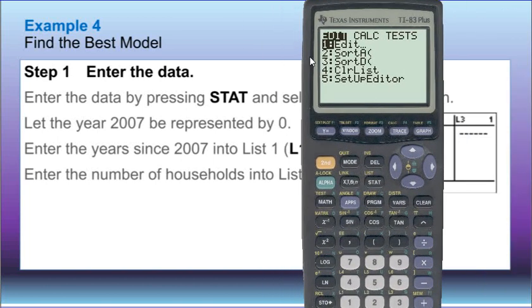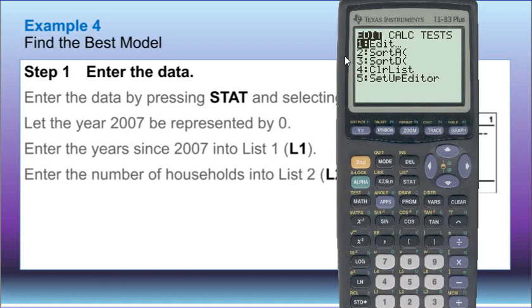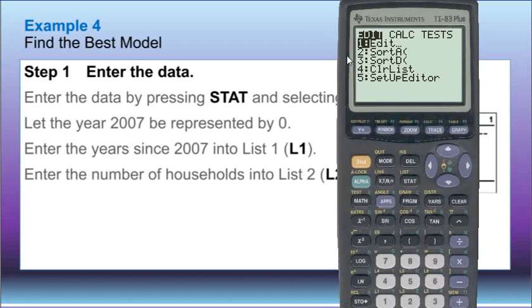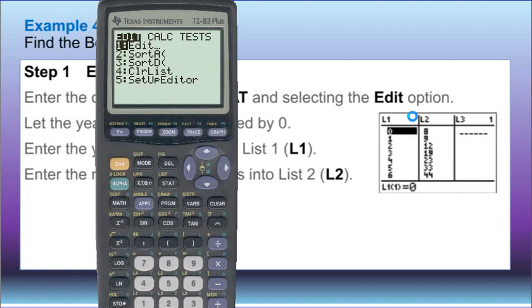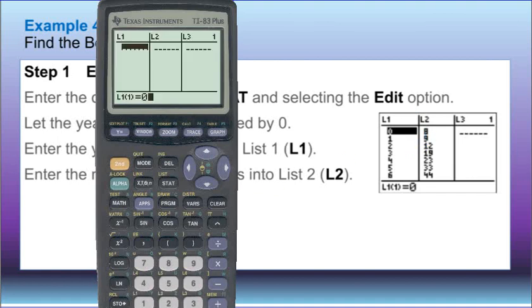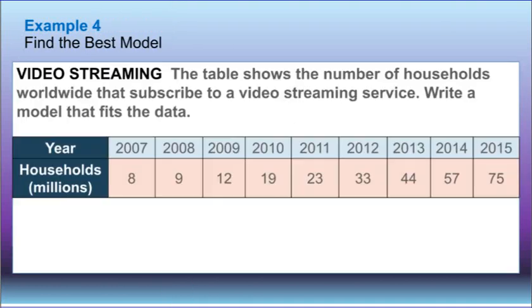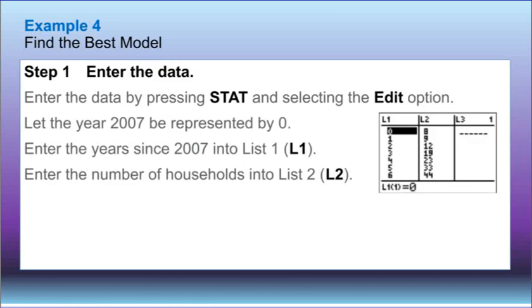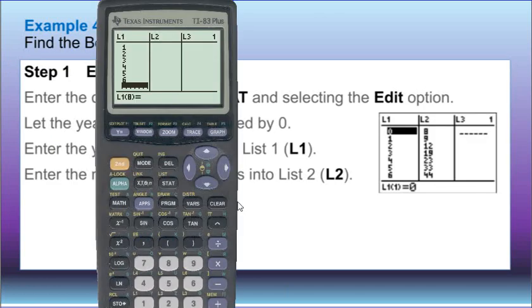It says let the year 2007 be 0 and enter the years since 2007 into list 1 and the number of households into list 2. So here we have everything that you would need. If I hit enter, we're just going to type those in: 0, enter, 1, enter, 2, enter, 3, enter, 4, enter, 5, enter, 6, enter. We go back to here, you can see that our table and our numbers should match up with what we have here. Going over to list 2, we have 8, 9, 12, 19, 23, 33, and 44.